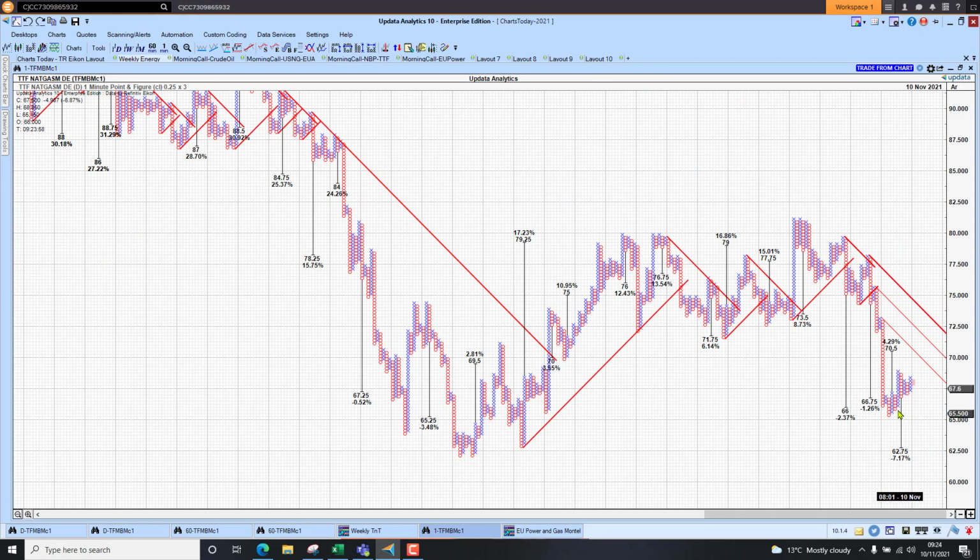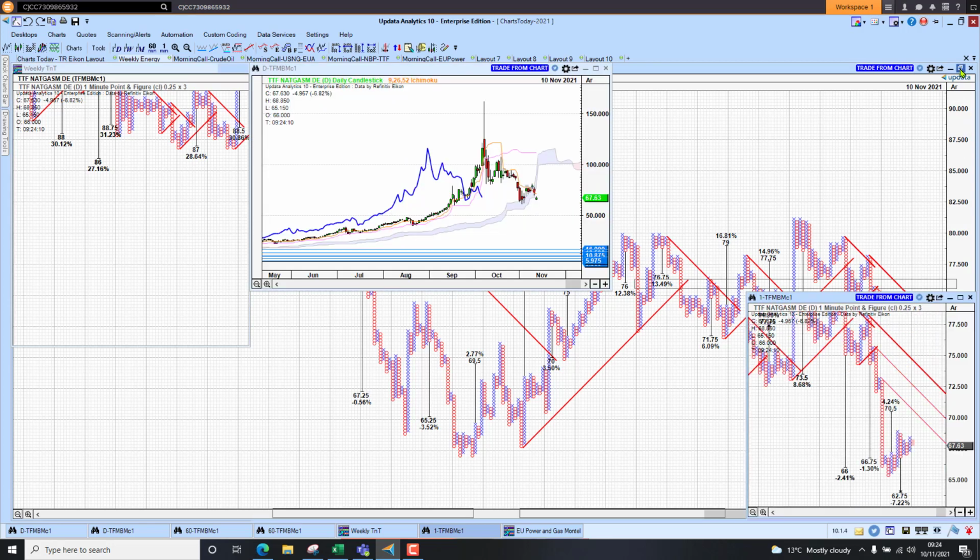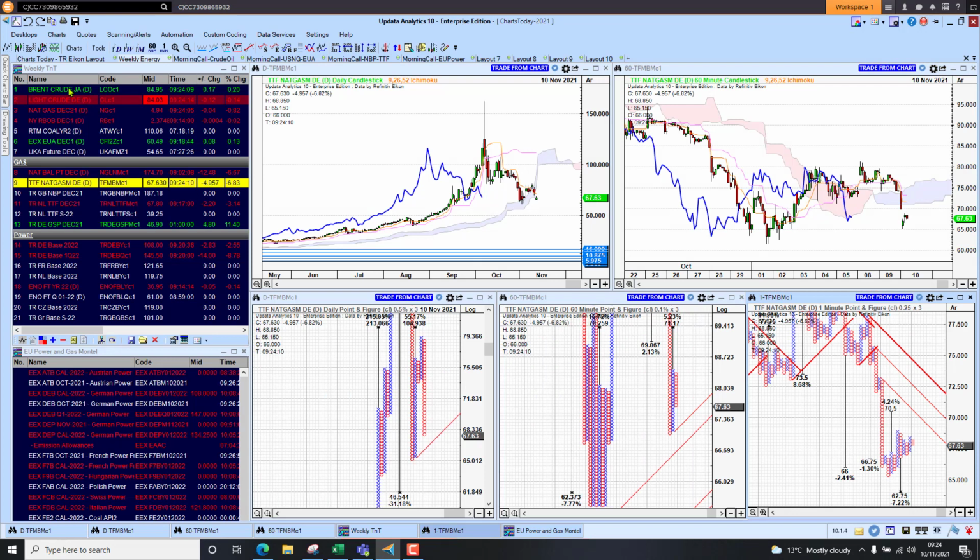So again, we've got an upside target activated. Notice how these downside targets were met. You really can't ignore those. So that is quite key in watching your charts.